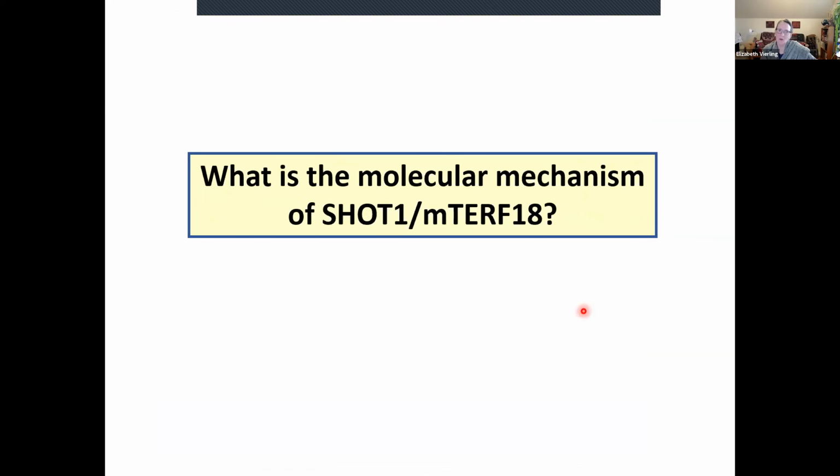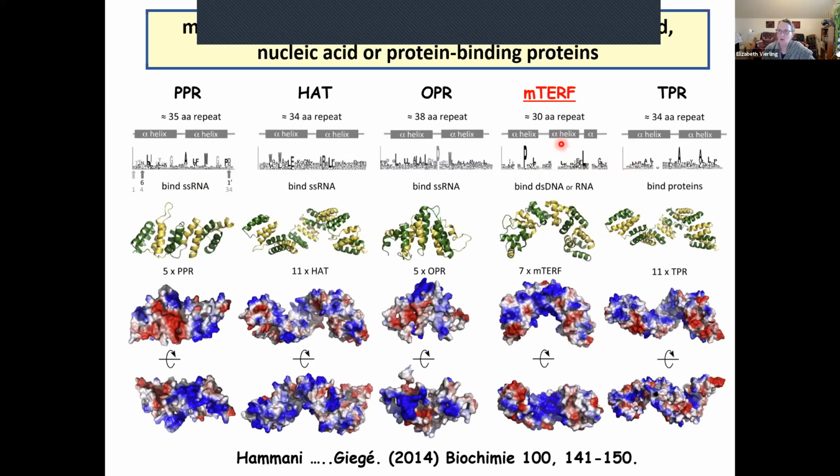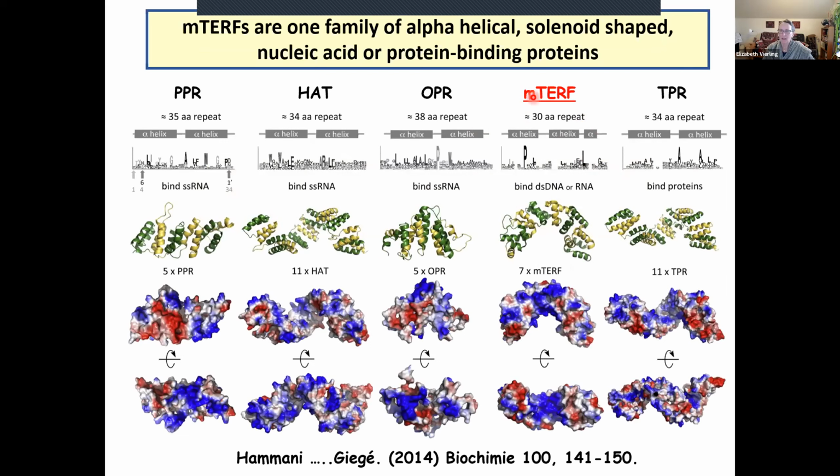So then the final thing that I want to address is what is the molecular mechanism of SHOT1 and mTERF18? It's clearly involved in some way in preventing the expression of a whole series of mitochondrial encoded proteins that are membrane embedded components of the oxidative phosphorylation machinery. So it turns out that mTERF proteins are one of a family of alpha helical nucleic acid or protein binding proteins. And you can see a variety of these proteins illustrated here: PPR proteins, HAT proteins, OPR, TPR proteins, or the mTERF proteins. And this is the structure of one of the mammalian proteins. All of the plant proteins are predicted to have this same structure.